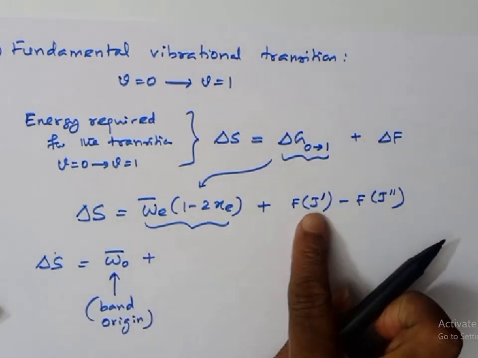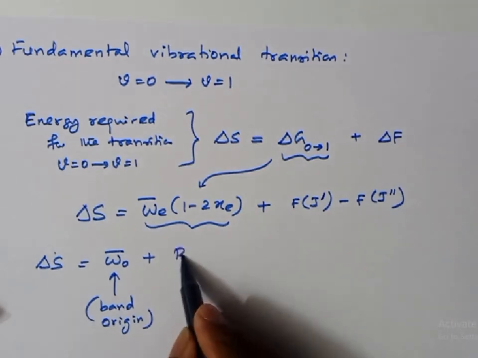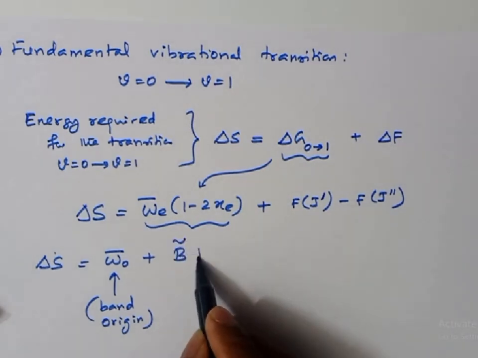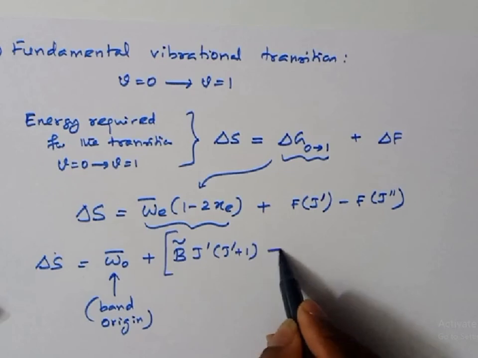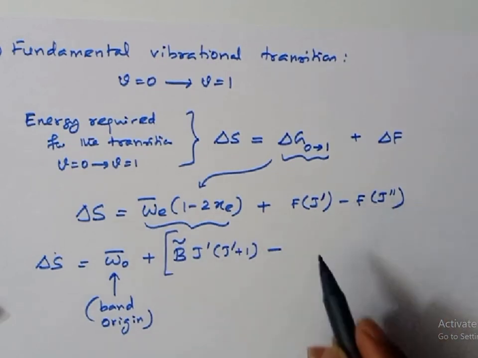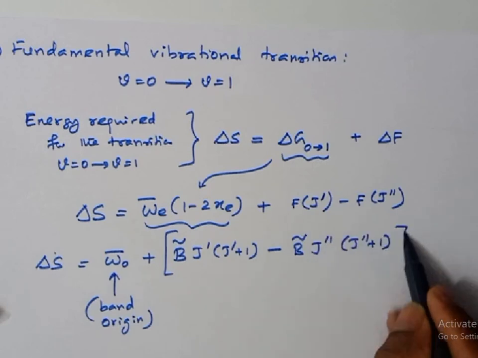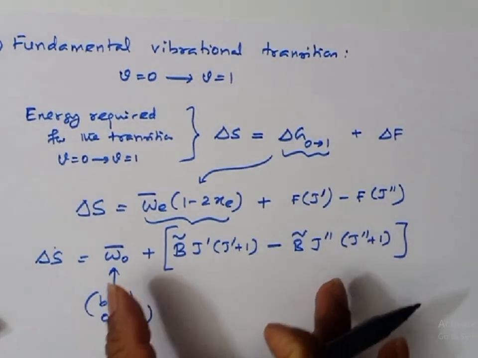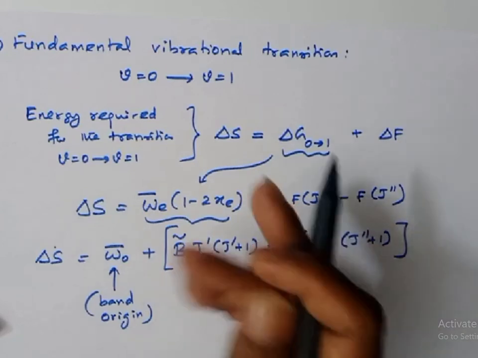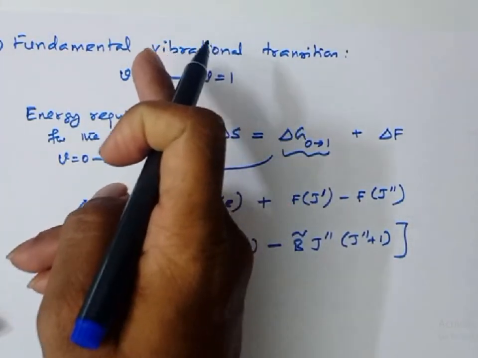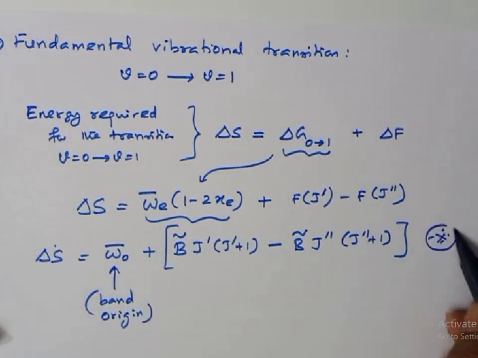Plus, what is F of J? You know very well, F of J is equal to BJ into J plus 1. So rotational constant B into J prime plus 1, minus, for F of J double prime, I'll write B J double prime into J double prime plus 1. This is the formula we are going to use to understand the appearance of many lines in the fundamental vibrational transition. Remember this formula, very important.